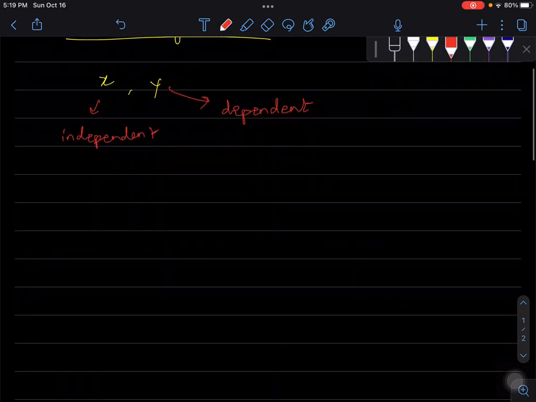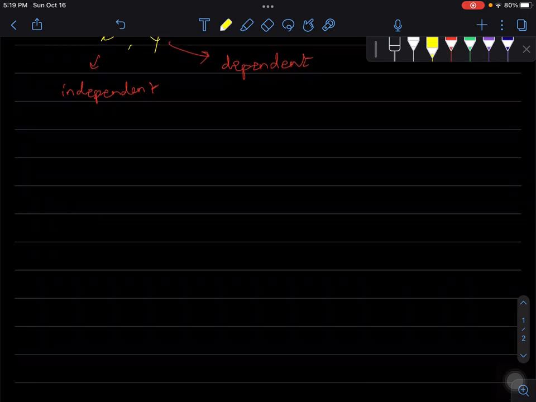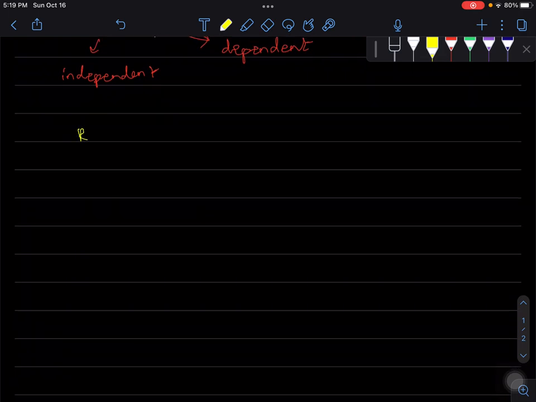If y, the dependent variable, is dependent on more than one variable, then it's called multiple regression, but we're just focusing on simple linear regression here today. So let's write the simple linear regression model equation.